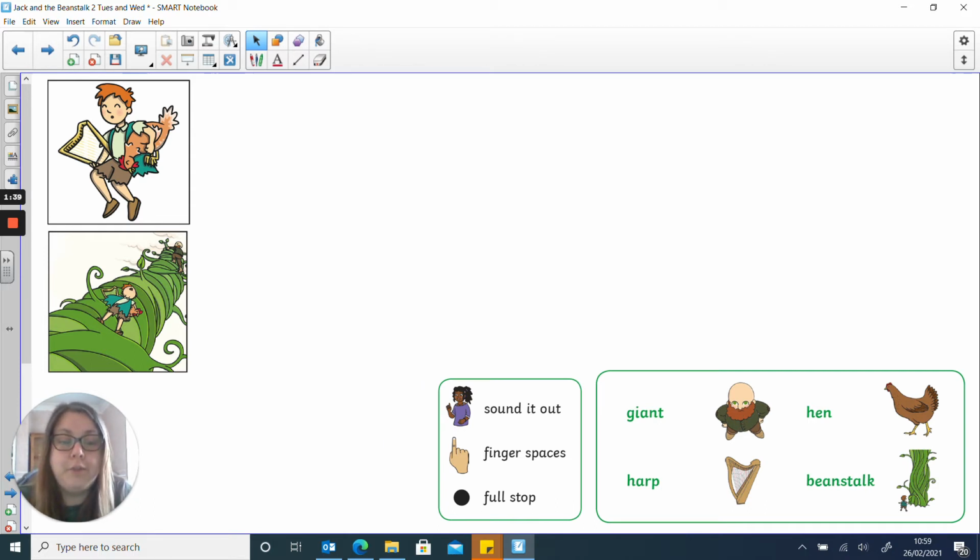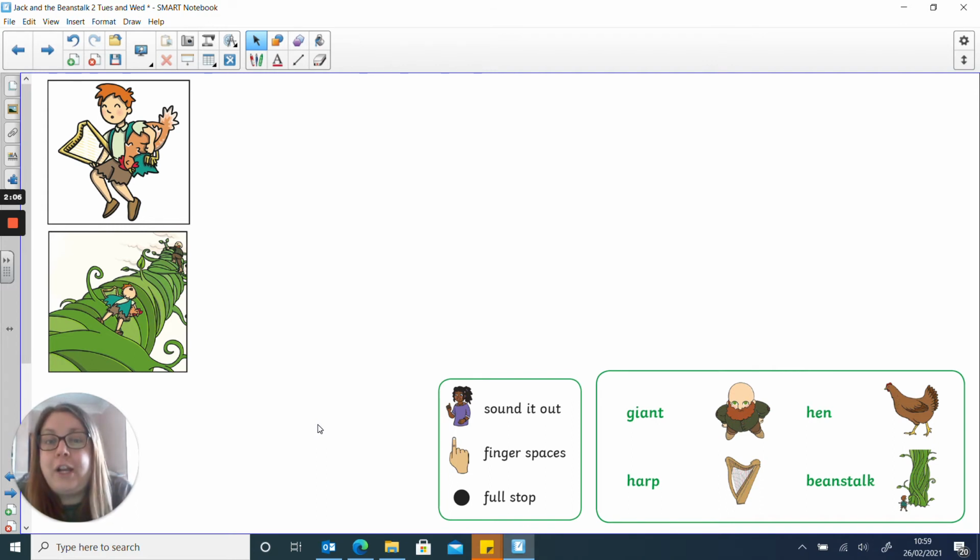Okay, so I've put some words again here. So we've got giant, harp, hen and beanstalk, because those are key words that you will use in these two pictures. All right, so look at the picture. What is happening here with Jack? Okay, so Jack stole the golden harp and golden hen. Okay, or the hen that lays golden eggs, I should say, shouldn't I? It wasn't a golden hen.